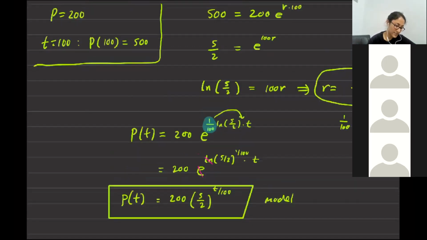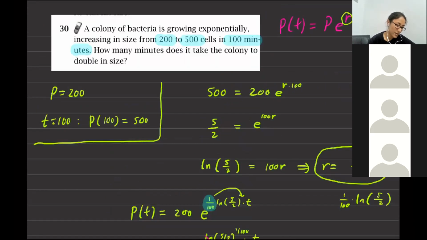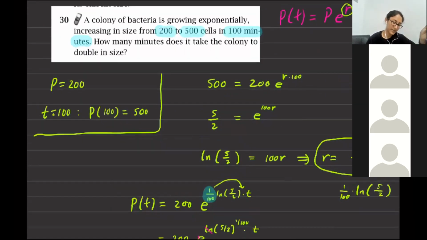What's the question asking us to find? How many minutes does it take the colony to double in size? So what does that mean? What are we looking for? What do you guys think? I think we're looking for T. So what else? We're looking for T. What's the condition?